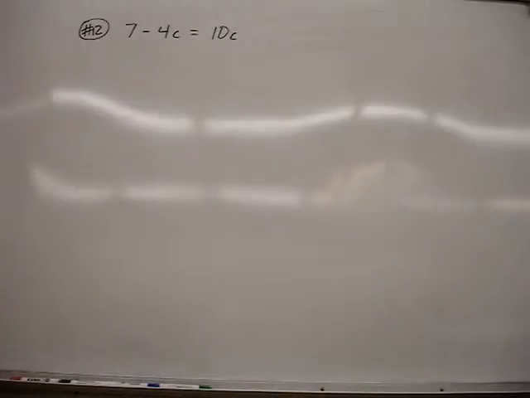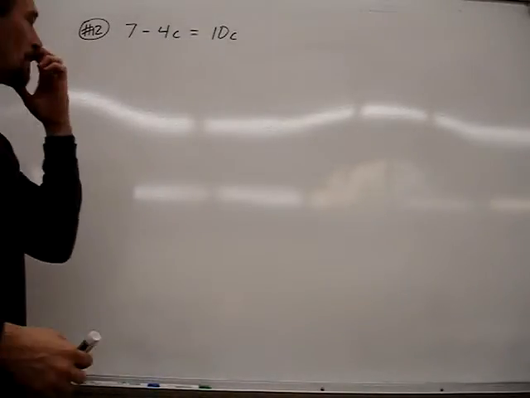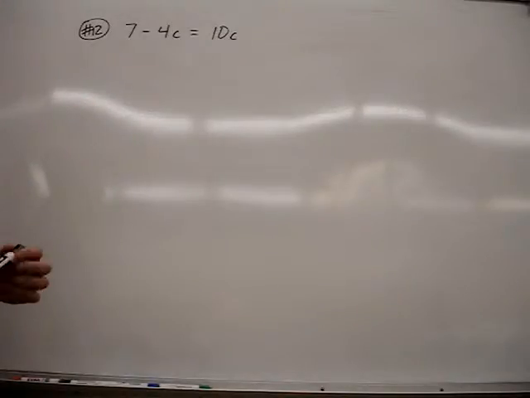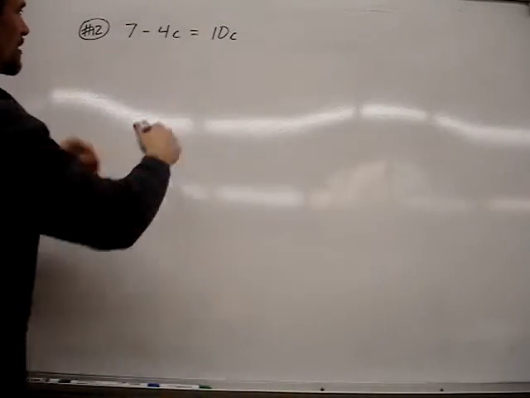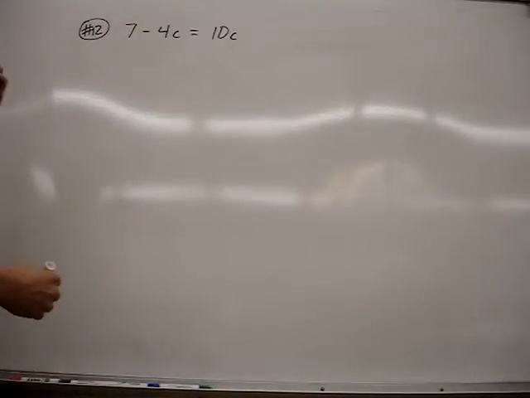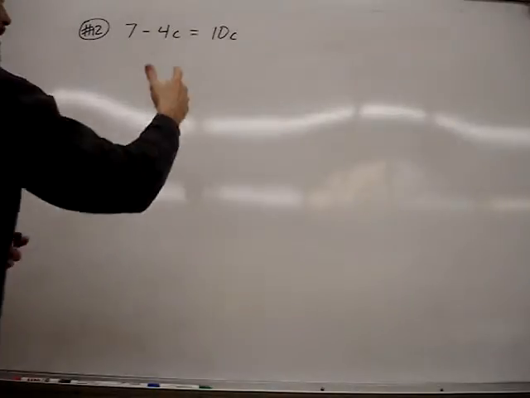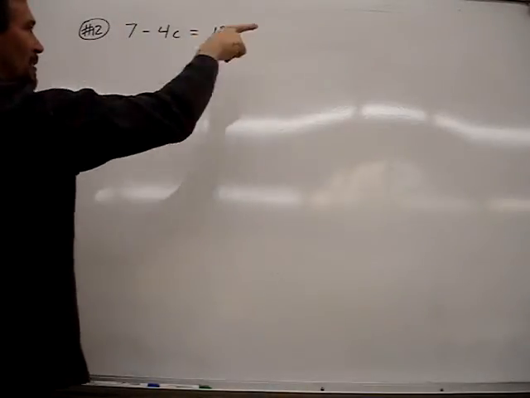Okay, so I want to show you how to do these same problems a little different way. I know that some of you have probably seen it done this way, but basically we're doing the same thing. We're moving stuff around, trying to get C all by itself. So personally, I like all the letters on this side and the numbers on that side.